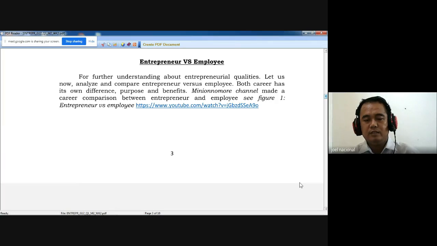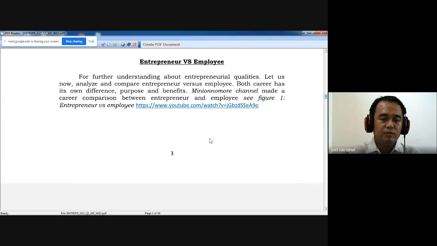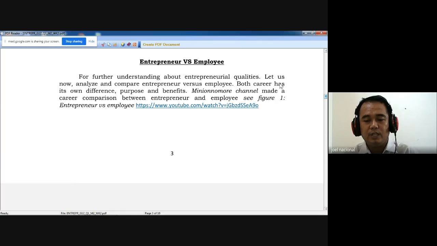Okay. And then, how about entrepreneur versus an employee? Okay. What would you like to be? An entrepreneur or an employee? So, for further understanding about entrepreneurial qualities, let us now analyze and compare entrepreneur versus employee.